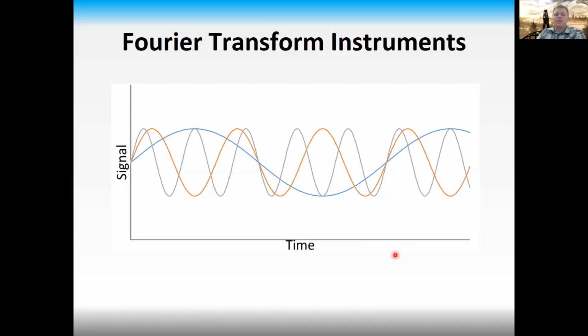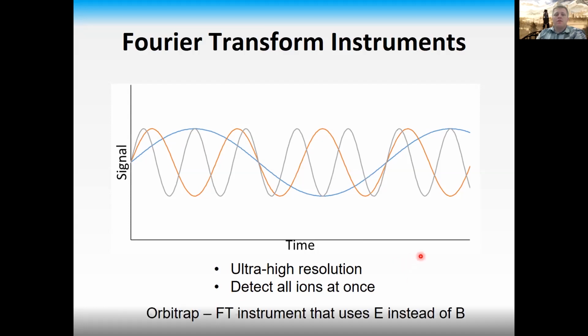So FT instruments are ultra high resolution instruments, and they detect all of the ions all at once at the same time. There's another FT instrument called the Orbitrap. The Orbitrap is a lot like the FTICR, except instead of a magnetic field, it has an electric field, and so the ions spin around due to an electric field rather than a magnetic field. We currently have 4 or 5 Orbitraps in our department.